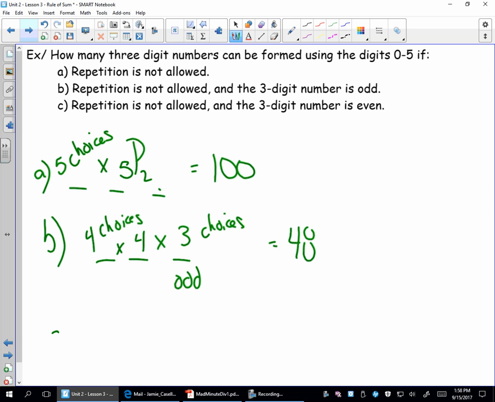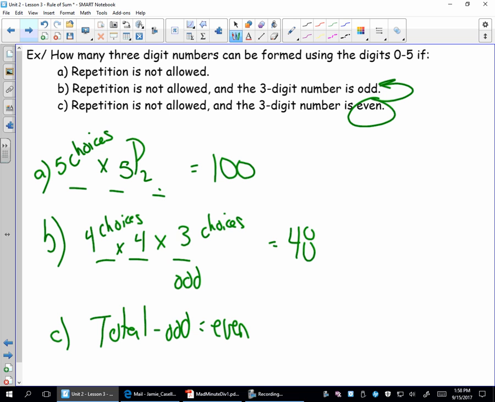Letter C, repetition is not allowed and the 3-digit number is even. Oh, I like even. Even's the opposite to odd. That's a complement. So if I want even things, I can get rid of my odd. I'll be left with even. That's a pretty quick calculation. I know my total is 100. My odd is 48. There must be 52 even.